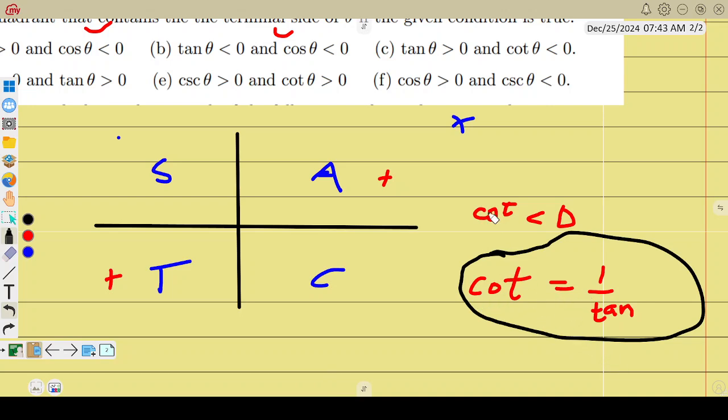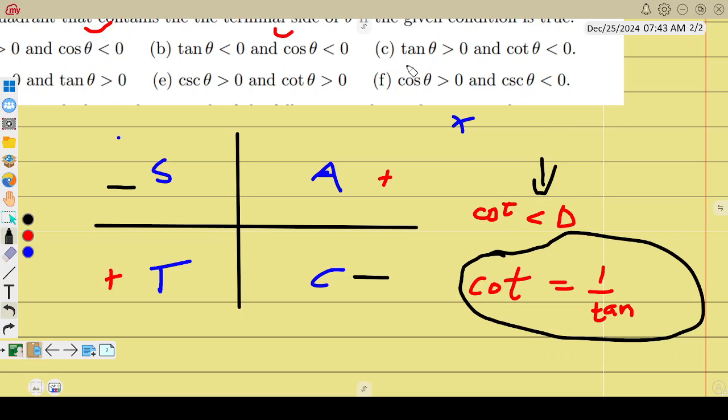So we have to check. We want to satisfy this condition where cot is less than 0, meaning cot is negative. So where cot is negative is simply where tan is negative. So where is cot negative? Cot is positive in here. All the ratios are positive here, and in here for tan, that's why it's positive. So it's negative here and there.